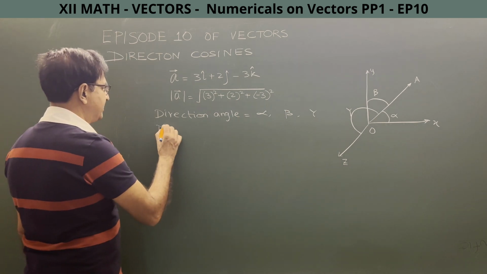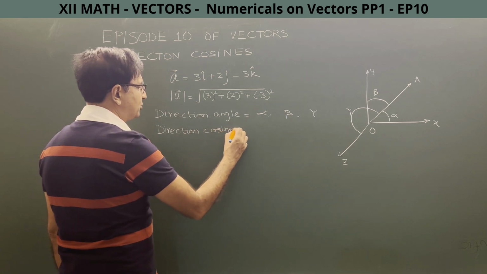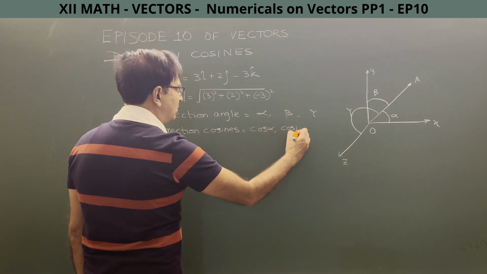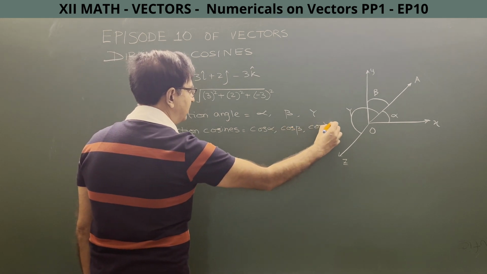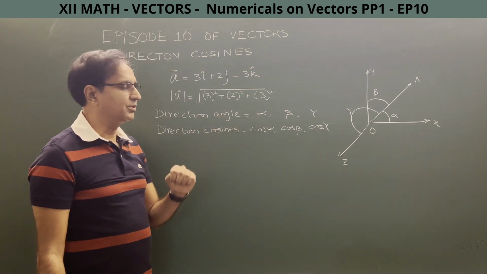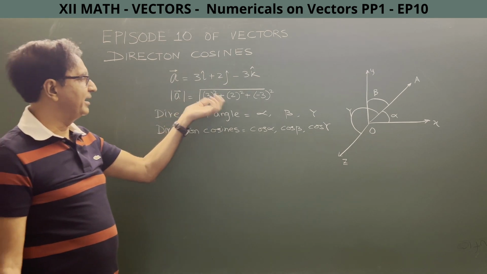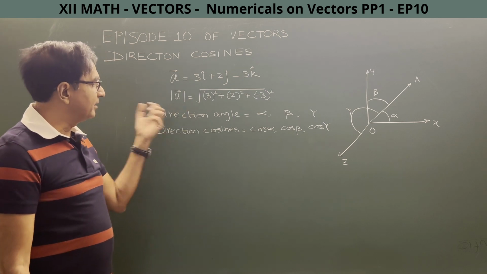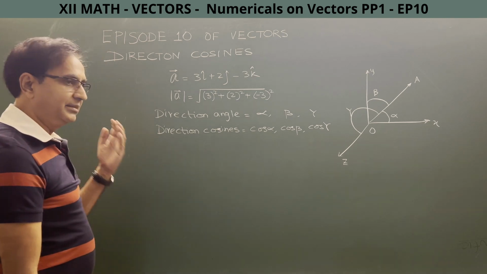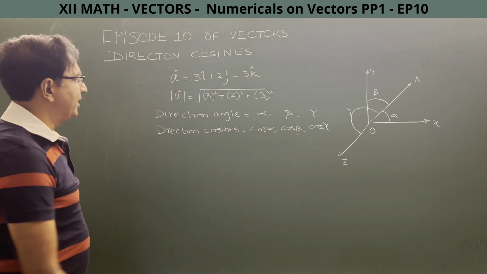And what are direction cosines? Direction cosines are the cosines of the direction angles. That is cos alpha, cos beta and cos gamma. Now how do I find direction angles or direction cosines? Finding the magnitude of the vector was very simple. You saw it, and we have done 20 numericals on the same. But the topic of today's class is, how do I find the direction angles? Is it simple or complicated? It is also as simple as finding the magnitude of the vector.